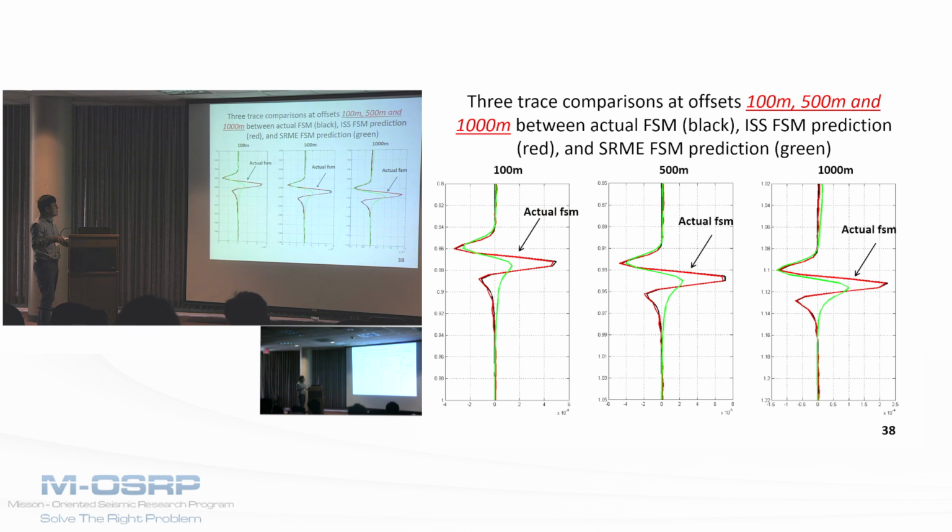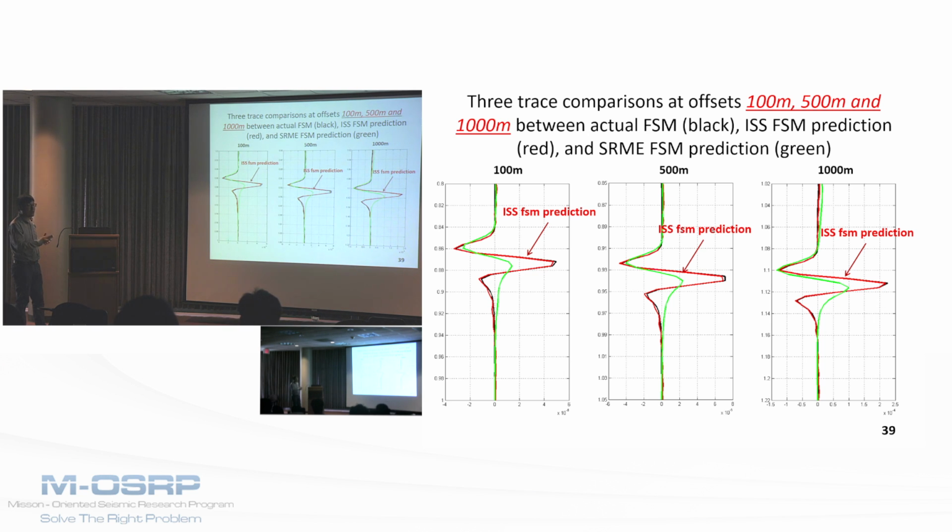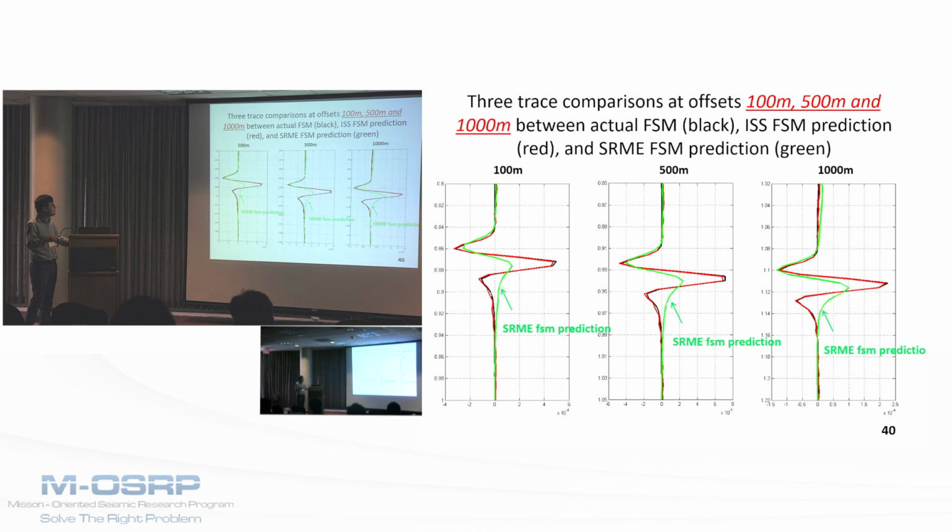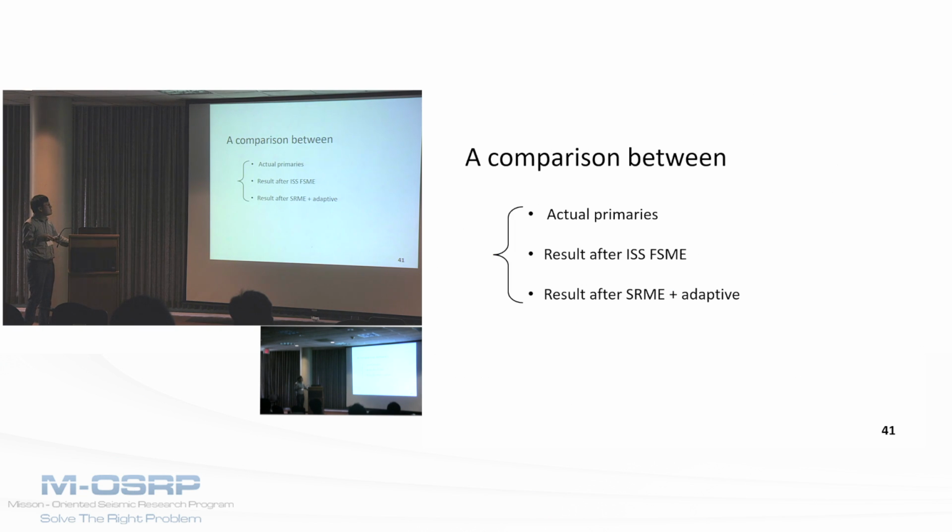So, which says the ISS free surface multiple predicts the free surface multiple with accurate time and accurate amplitude, and agrees very well with the actual free surface multiple in our data, whereas the SRME provides the approximate prediction. So next, let's show the comparison between the actual data and the results after these two methods.